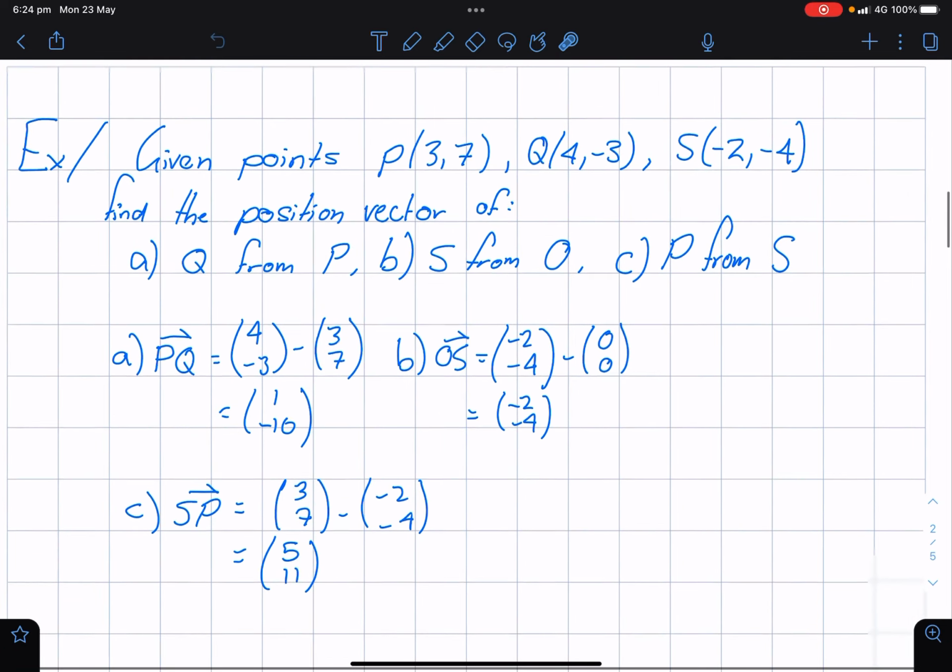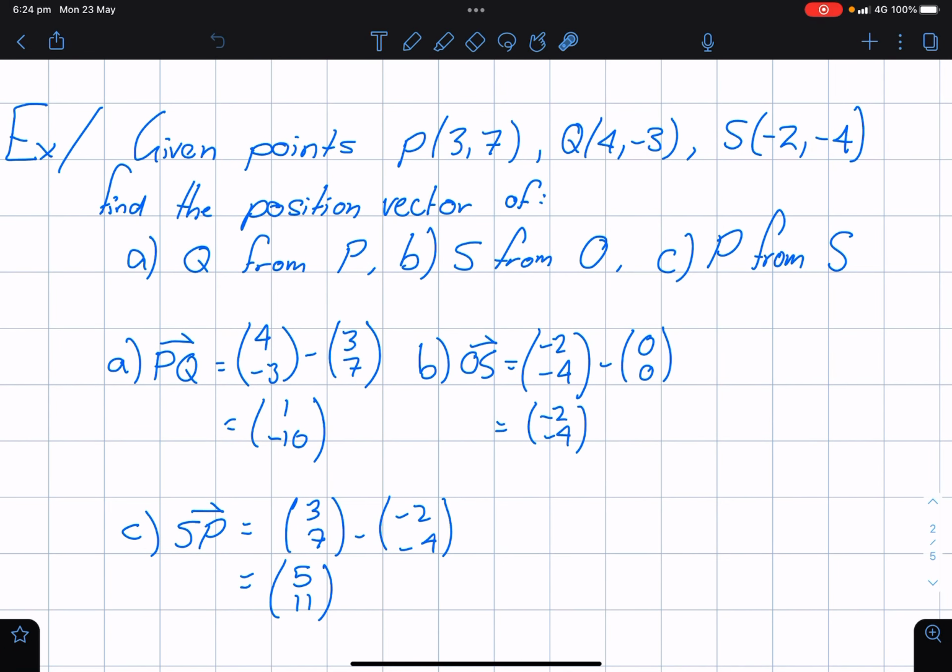So hopefully that clears that up a little bit. Remember, the key to this is having the point of the second letter minus the point of the first letter, all right?